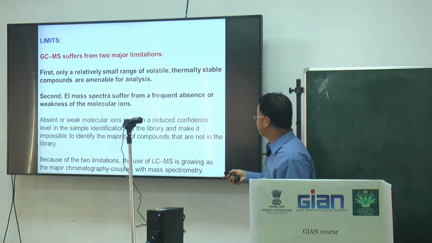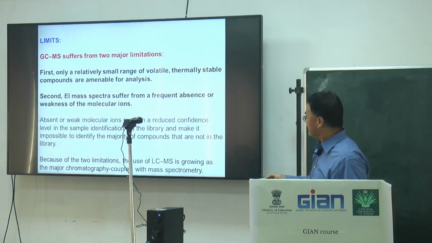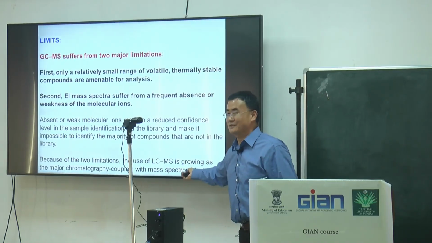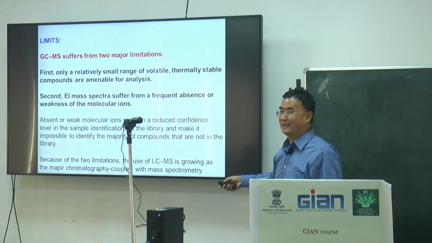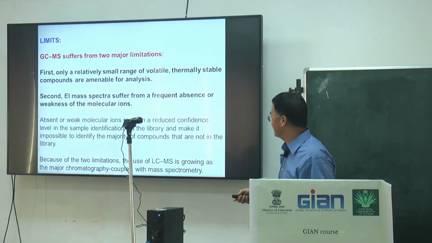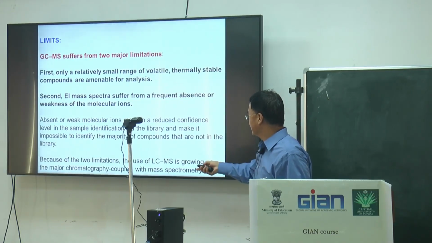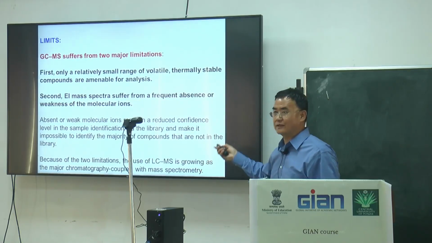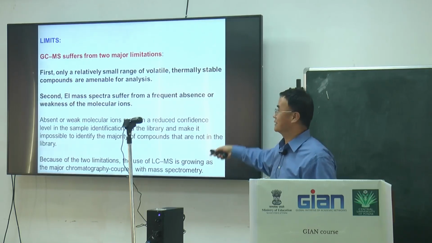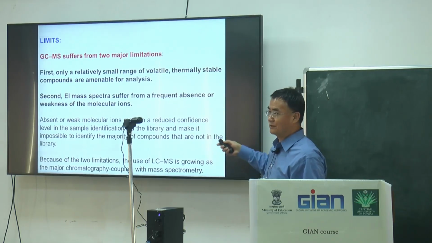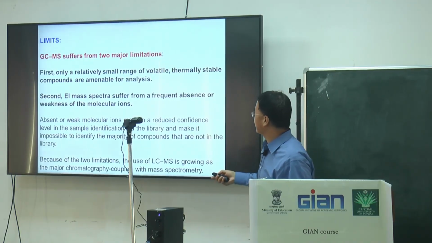So because of those two limitations, the use of GC-MS is growing as one of the alternatives, particularly coupled with other types of mass spectrometers, as mentioned above, like Orbitrap or triple quadrupole or other time-of-flight.